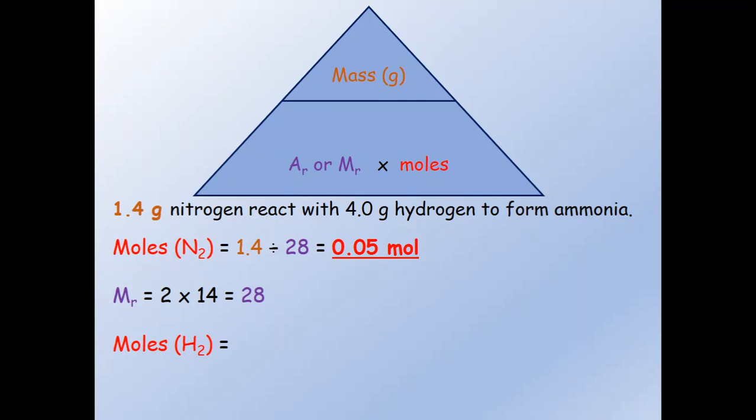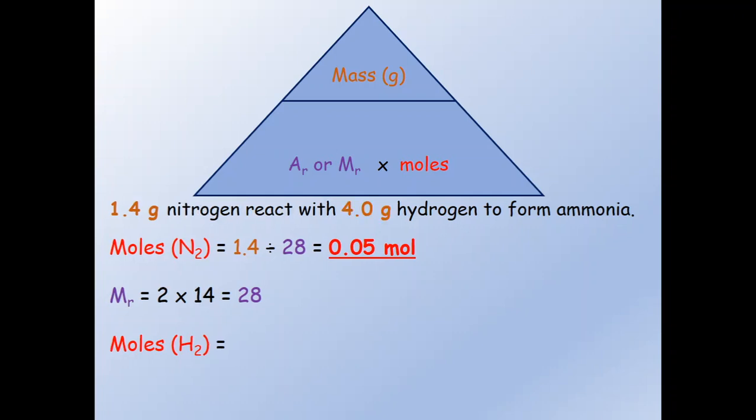For hydrogen the mass is given as 4.0 grams, so we can plug this into the equation right away. And again we have to calculate the relative formula mass. In each hydrogen molecule we have 2 hydrogen atoms, and the atomic mass for hydrogen is 1, so we get 2 times 1, which gives us a relative formula mass of 2. We can now plug this into our equation and we get 4.0 divided by 2, which gives us 2 moles for hydrogen.